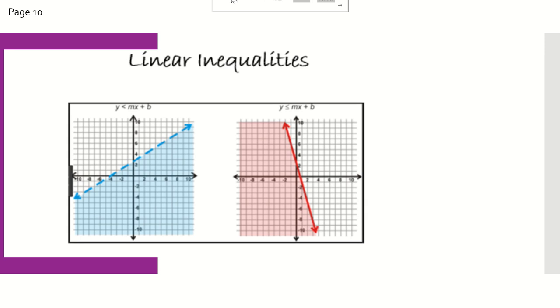Algebra 1 EOC STAAR Review, Category 2, on page 10. We're looking at linear inequalities. Linear inequalities use our less than, greater than symbols, or less than or equal to and greater than or equal to.